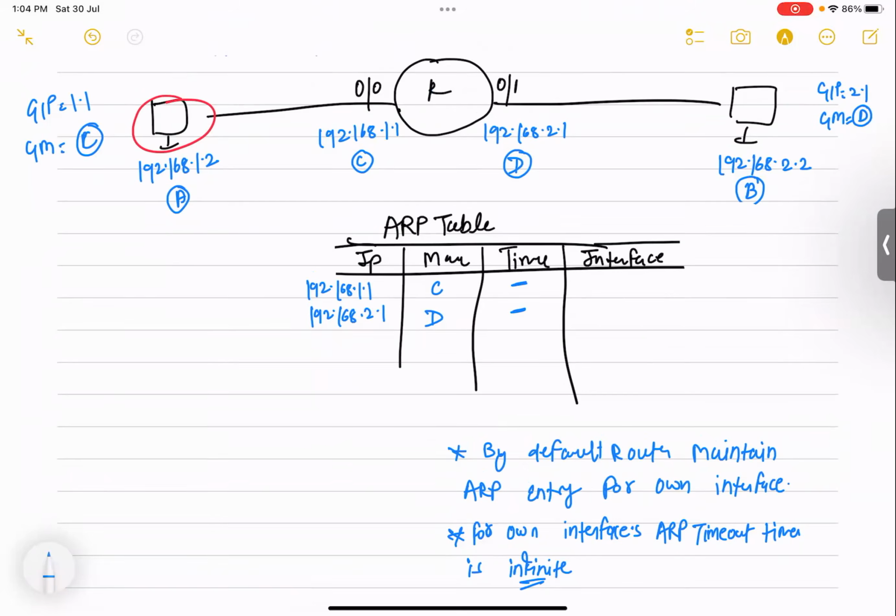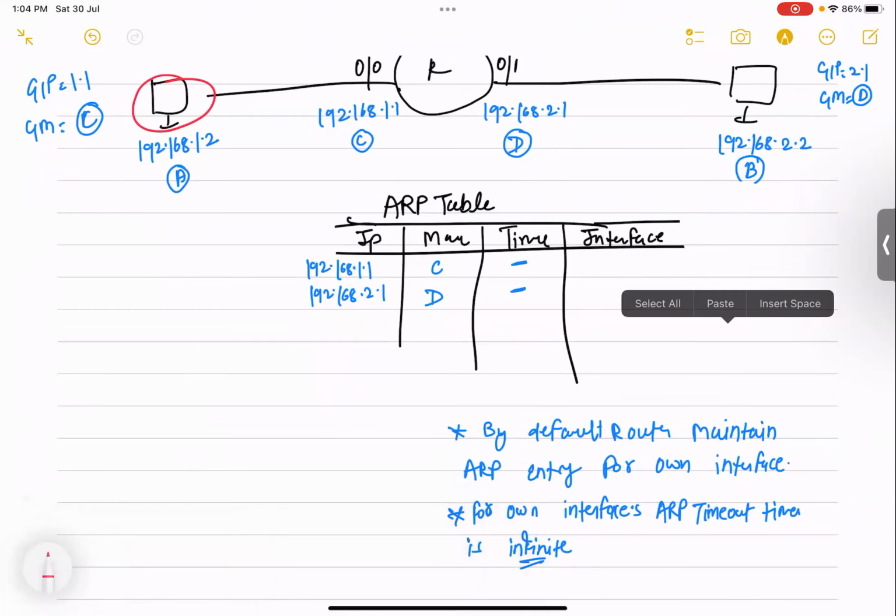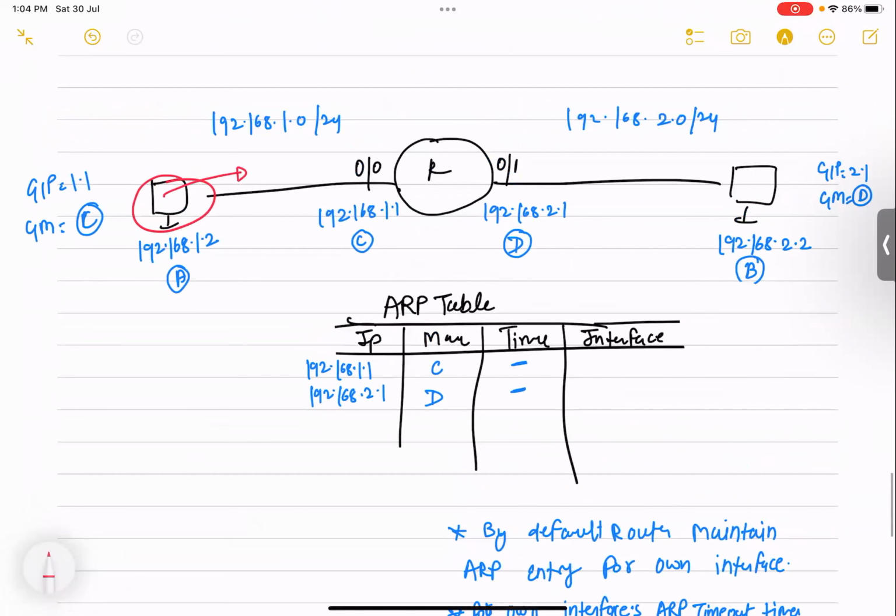Clear? Now, one more thing. Whenever the 1.2 user tries to communicate with the gateway, it forwards the ARP message, the ARP request. That means the router receives this user's information on this interface, and the router will store inside the ARP table 192.168.1.2, this user, and the timer is running. This user also forwards the ARP request with this IP and this MAC, so this one is also stored inside the ARP table. 2.2, MAC address is B, and the time is running.